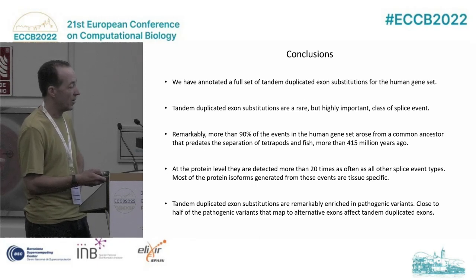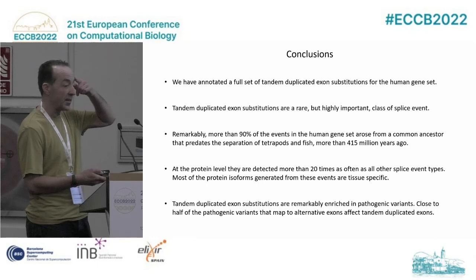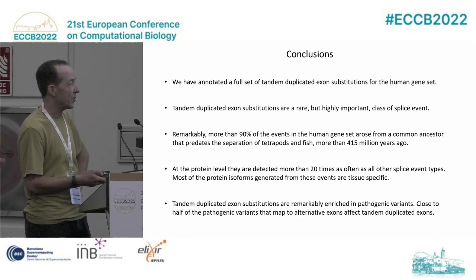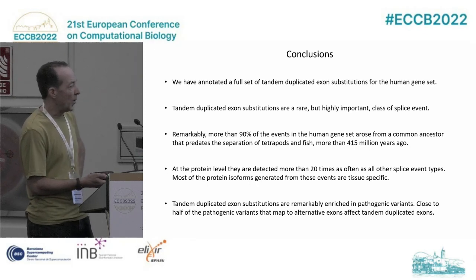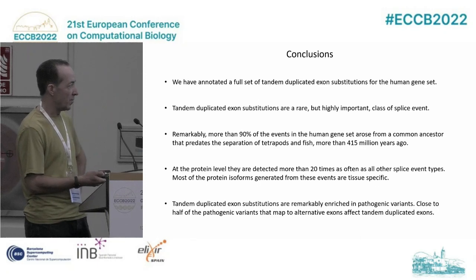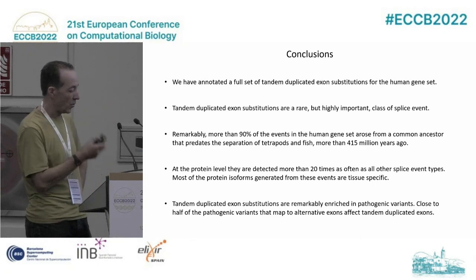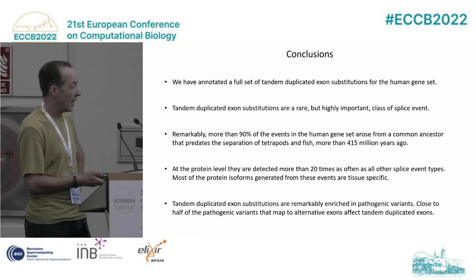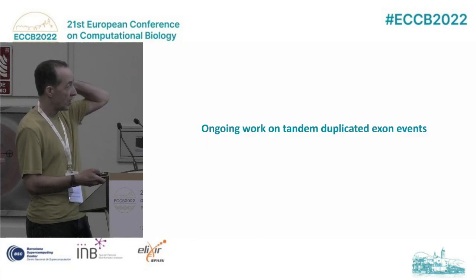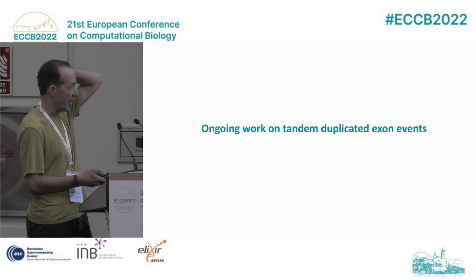They're highly important, though, because we find that more than 90% of them arose from a common ancestor that predated the separation between tetrapods and fish. That's more than 15 million years ago. We detect 20 times as much evidence for these events in proteomics experiments as we do with all other splice events. And they're highly enriched in pathogenic variants, as I've shown already. And we've done some extra work on this, which we found fairly interesting.